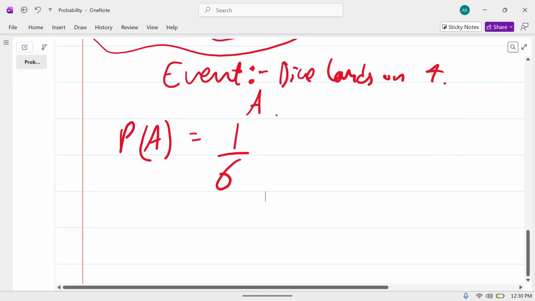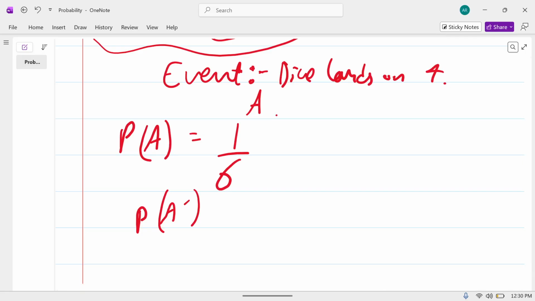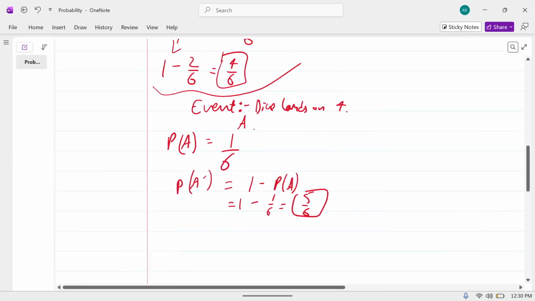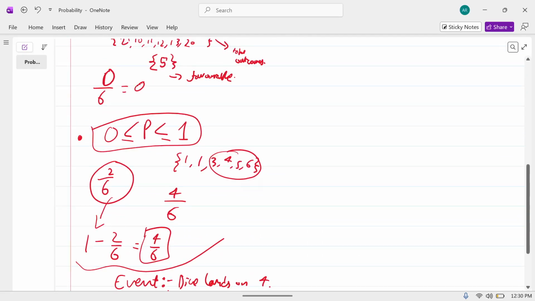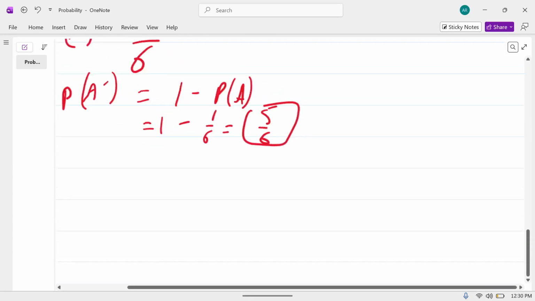If you want to find the probability of the opposite of this very event, you would write it P of A complement, right? And the complement of A is the dice lands on any number but 4. It's not going to land on 4, but it can land on any other number. In that case, you're just going to write 1 minus P(A). This is the mathematical way. That would be 1 minus 1 over 6, and that would be 5 over 6. So this is the last thing we learned, and I think that's enough for today.